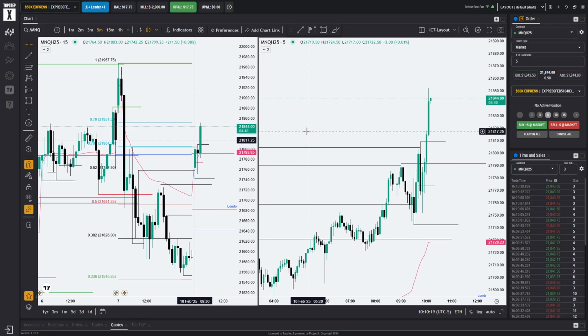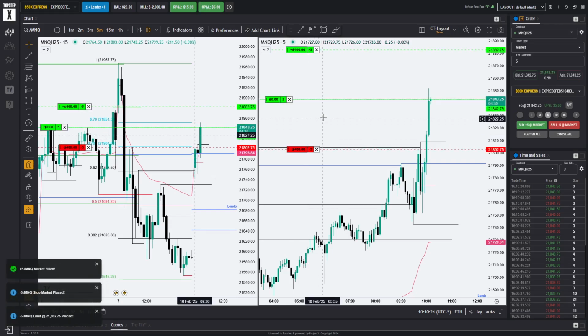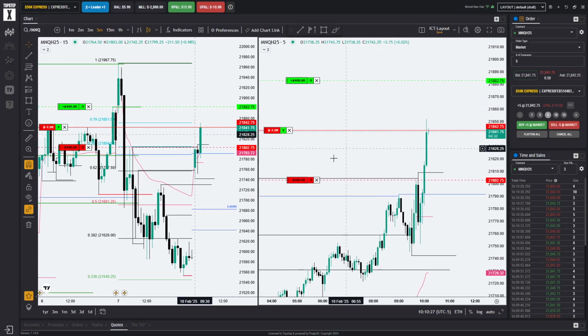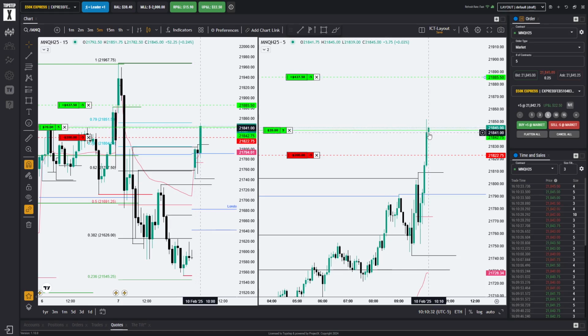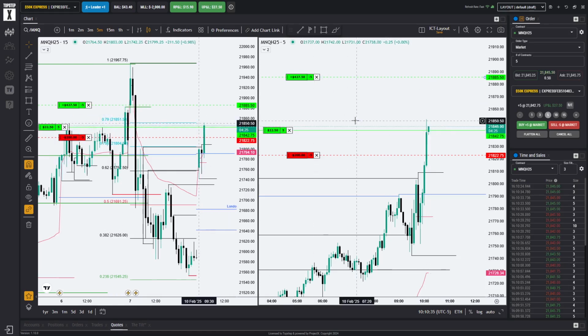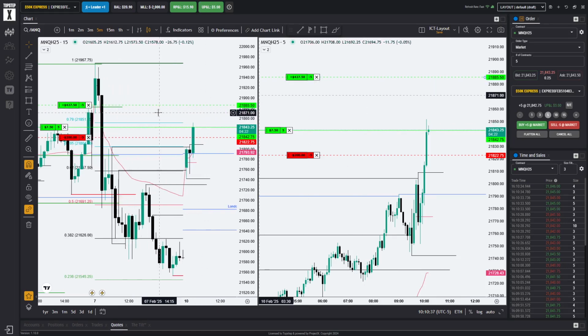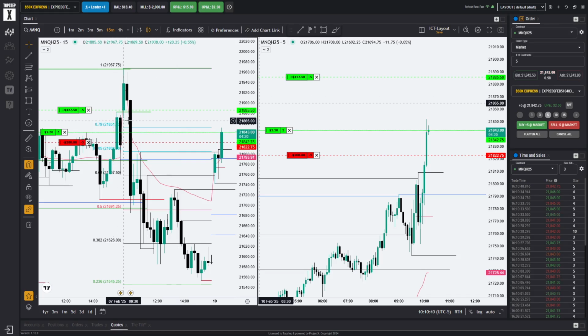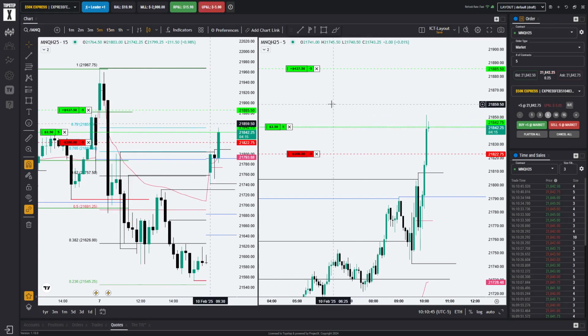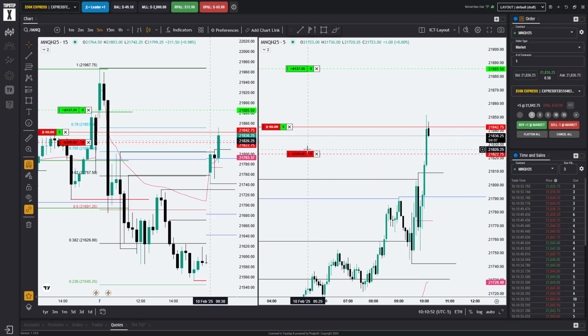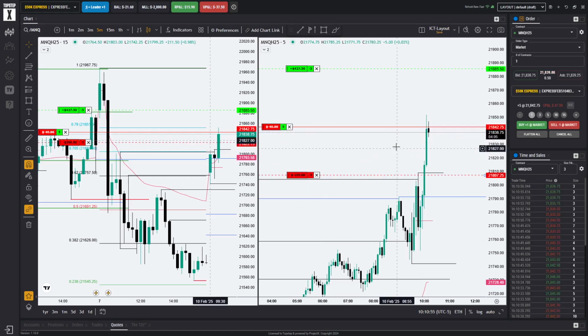Okay, I think we're gonna go long. Order filled. I'm going long, actually, because I see ES is holding up there. And NQ still got some space to go higher. We'll see.